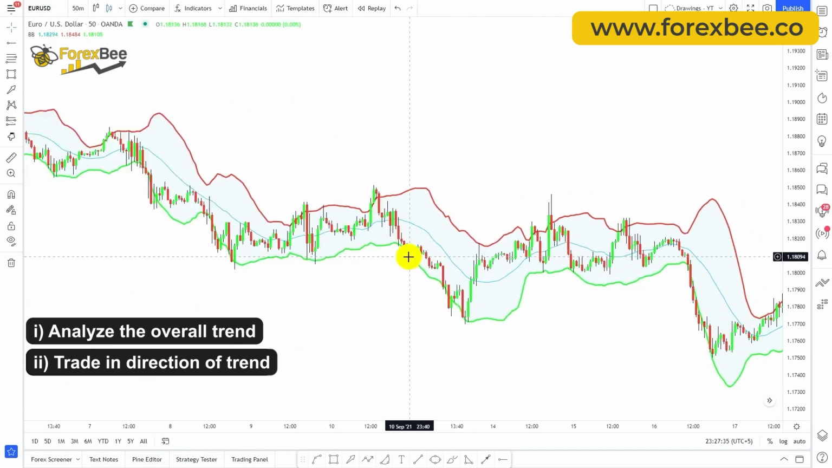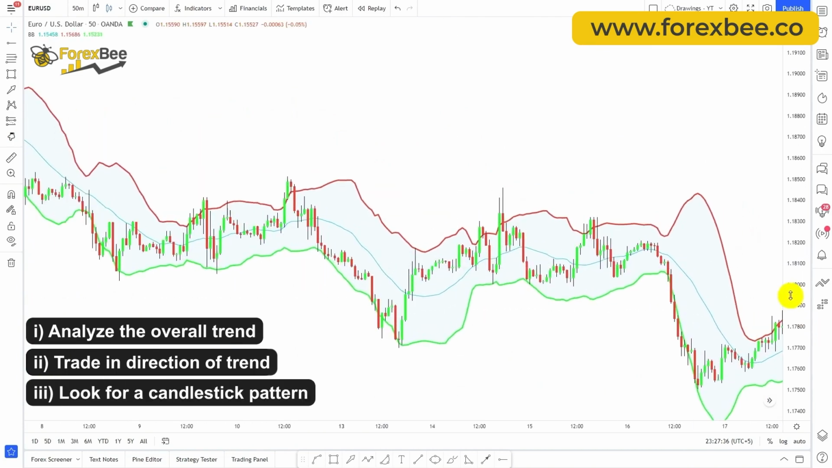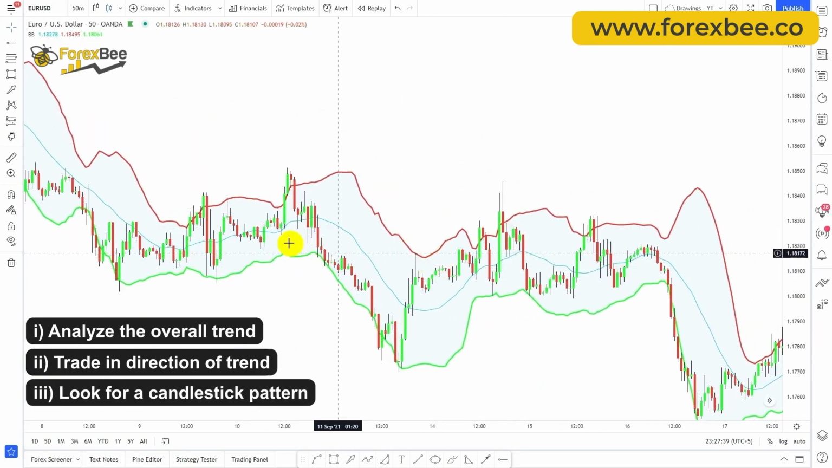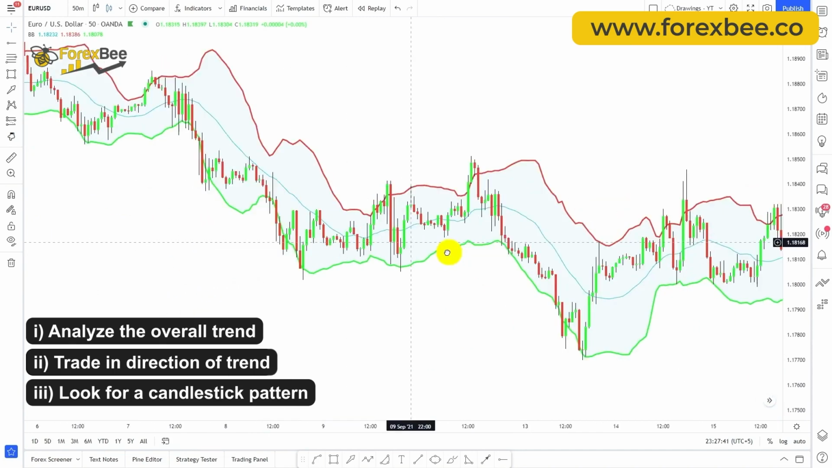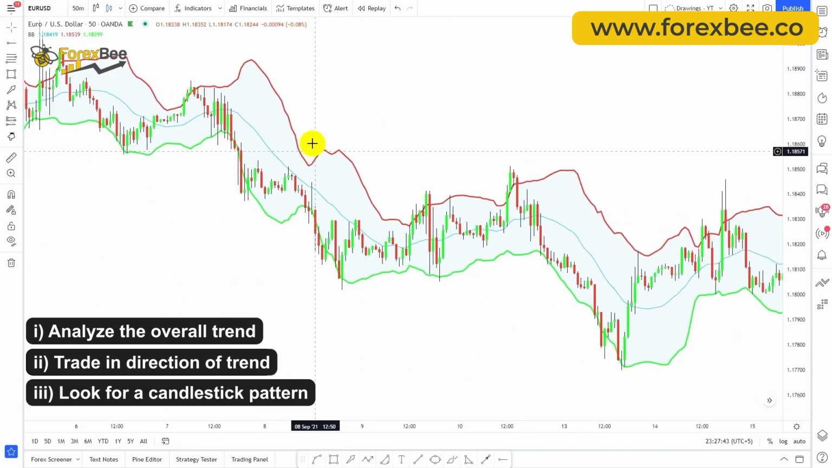And the third step is that you should look for candlestick patterns near the resistance, because if we want to take the sell trades, we want to add confluence to the simple strategy for Bollinger Bands. As I explained earlier, the simple strategy is to take the sell trade when the price touches the upper band, and the buy trade when price touches this lower band.